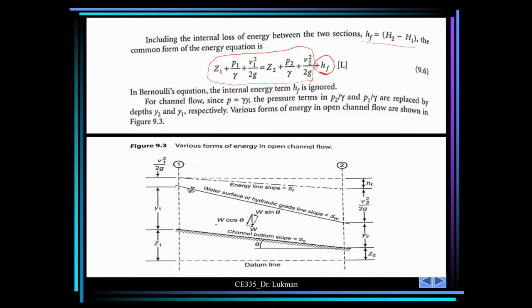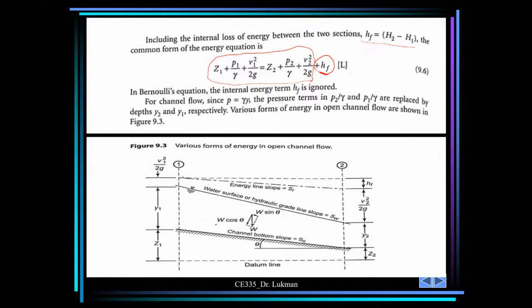So you have the water surface or hydraulic grade line, that's W. You can see that the height of the water surface is gradually reducing as the flow progresses, while the velocity head is increasing, as well as the head loss.